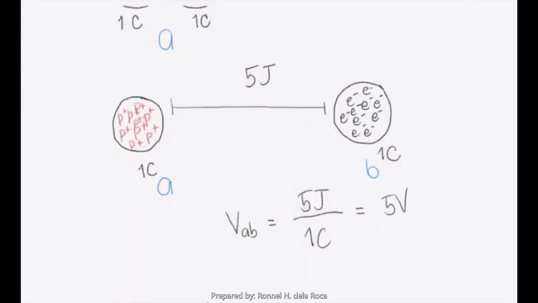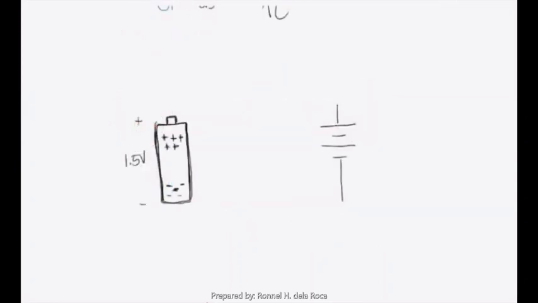So that is the concept of voltage. It is the amount of energy required to move certain numbers of charge from one point to another. So we can represent a voltage using a simple battery. The symbol for battery is this, where the longer line above represents the positive terminal and the shorter line below represents the negative terminal.